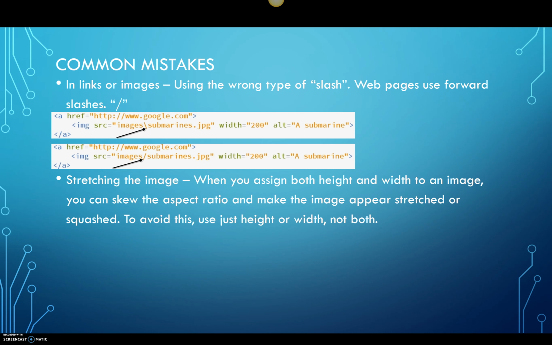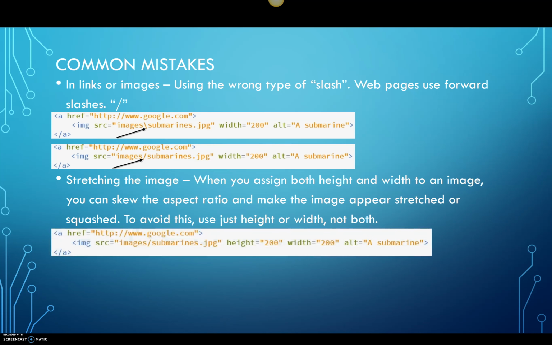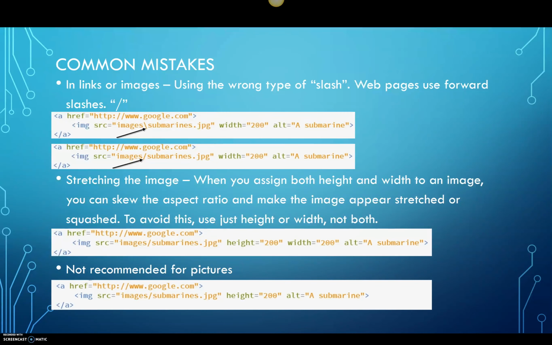Then, of course, there's stretching the image. When you assign both a height and a width to an image, you can end up skewing the aspect ratio and making the image appear stretched or squashed. To avoid this, you use just the height or the width, not both. So here's your one that can appear squashed. Notice I made this guy square, 200 by 200. That previous image of the kitten was a little bit wider than it was tall. This would have skewed the image and made it look unusual. So we don't recommend that typically for pictures. If you just set one of them, it will auto size the other and keep the aspect ratio exactly the same.